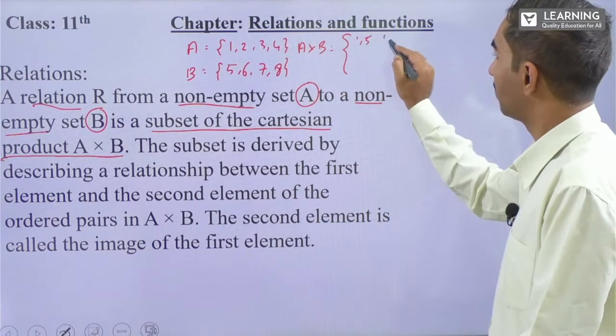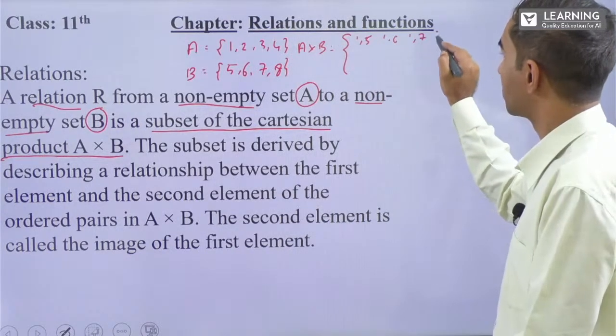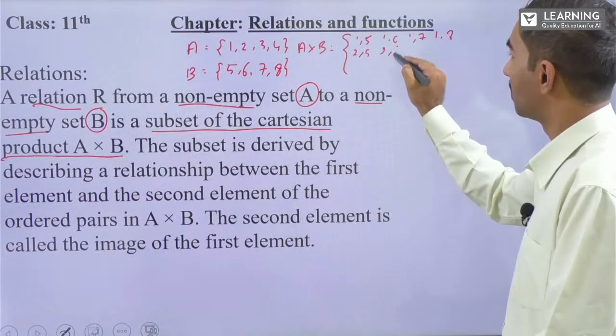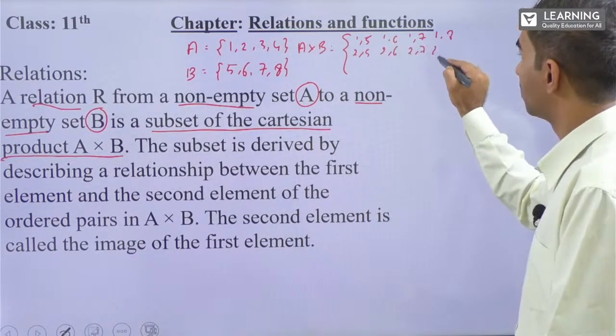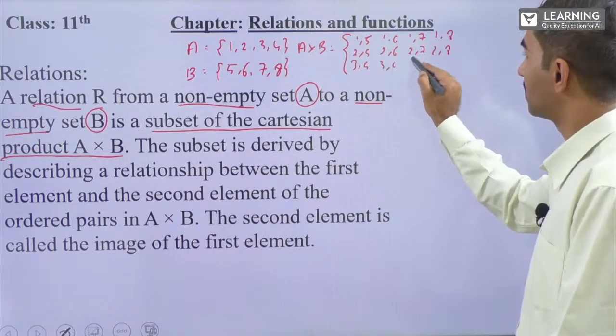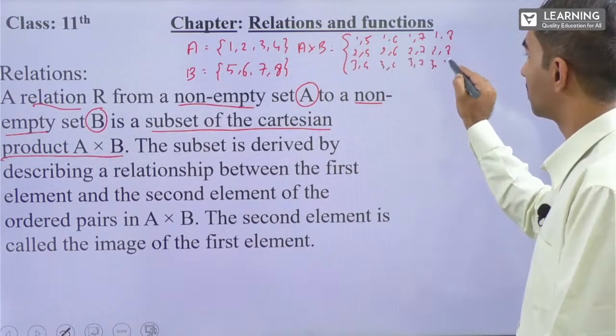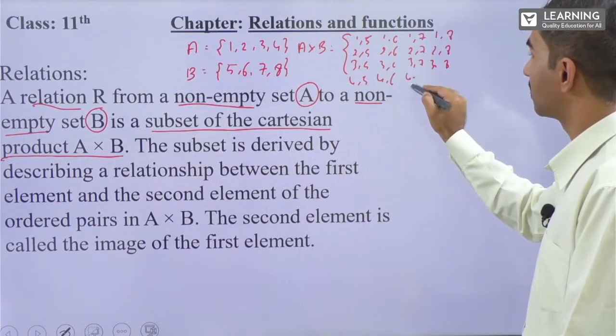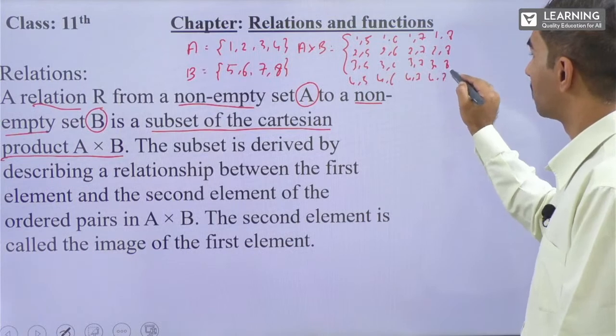1 comma 5, 1 comma 6, 1 comma 7, 1 comma 8, 2 comma 5, 2 comma 6, 2 comma 7, 2 comma 8, 3 comma 5, 3 comma 6, 3 comma 7, 3 comma 8, 4 comma 5, 4 comma 6, 4 comma 7, and 4 comma 8.